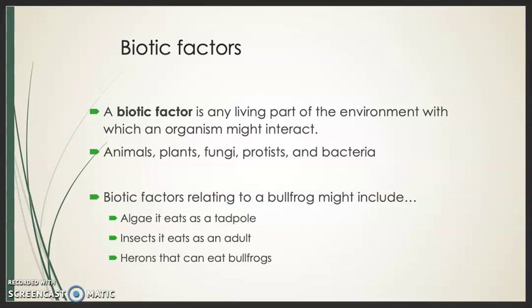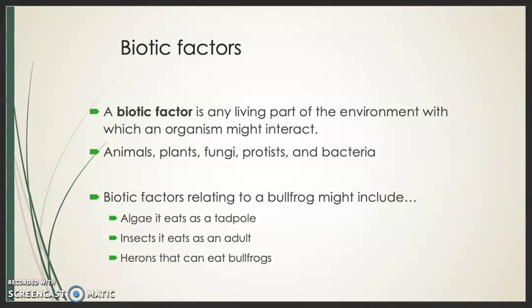Now, when we talk about living things that can have an effect on an environment, we're talking about biotic factors. Biotic factors are living parts of the environment with which an organism might interact. So animals, plants, fungi, protists, bacteria, anything living. So biotic factors relating to a bullfrog might include algae, because it's going to eat algae as a tadpole. Might include insects, because it eats insects as an adult. And it might include herons, these large birds that eat bullfrogs.